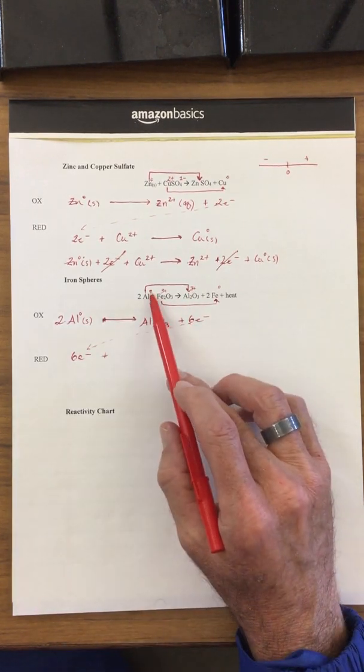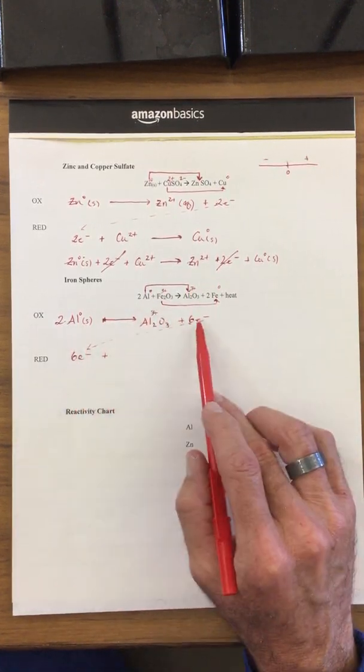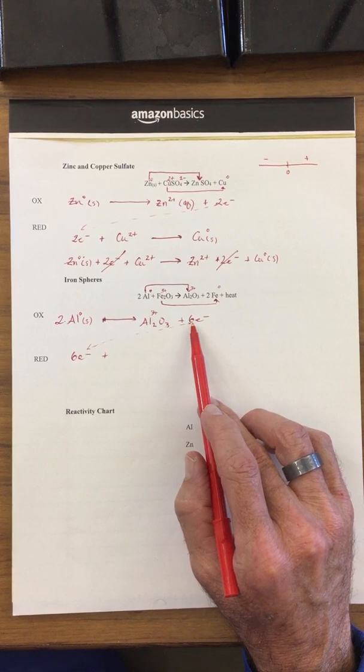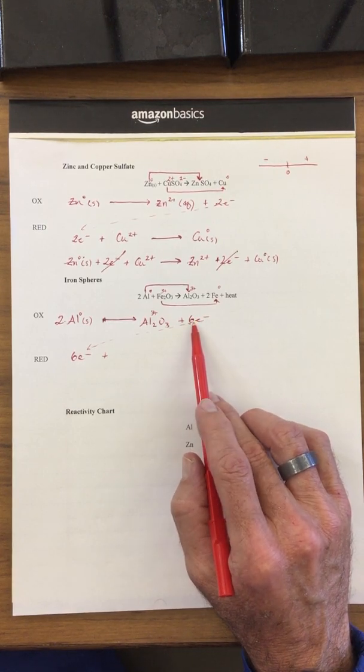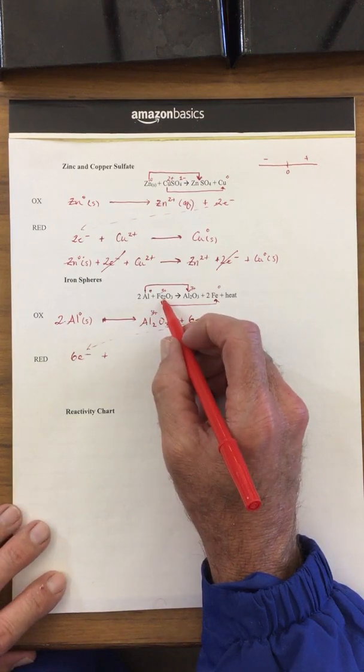So how do I go from a neutral state to a positive state? We're going to be losing electrons. In the total of this reaction, we're losing 6 electrons. What's going to happen is these 6 electrons are then going to combine with the iron oxide.